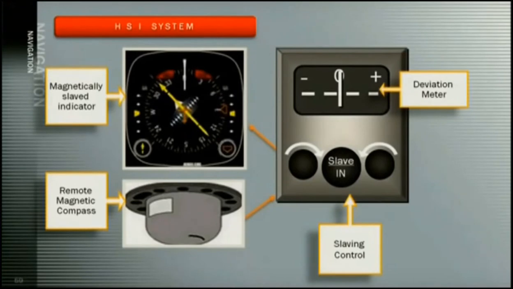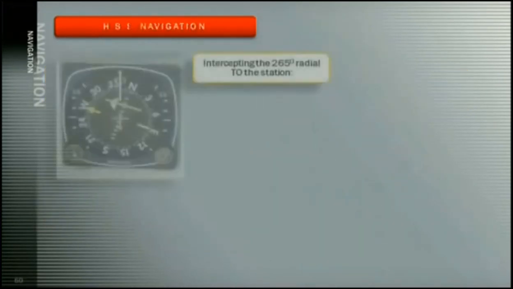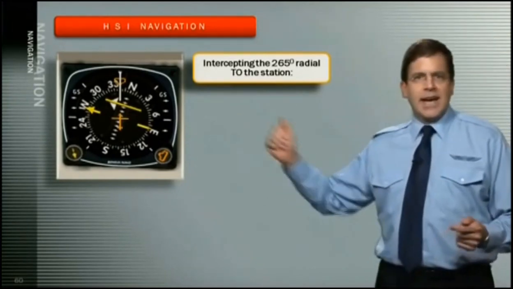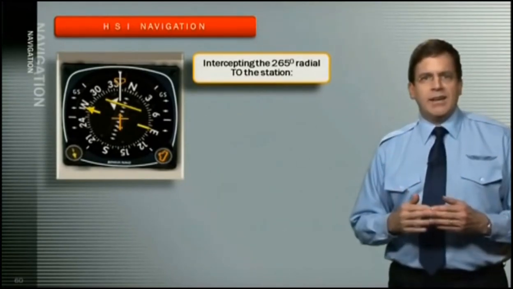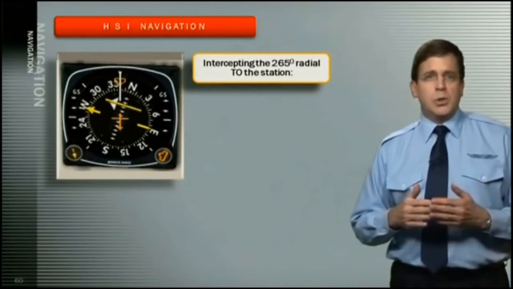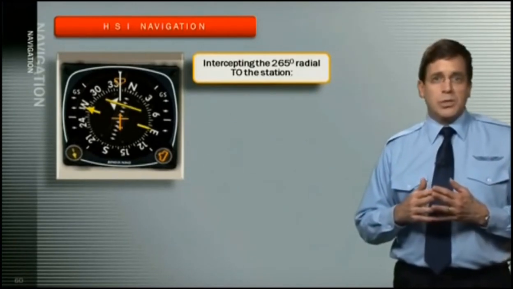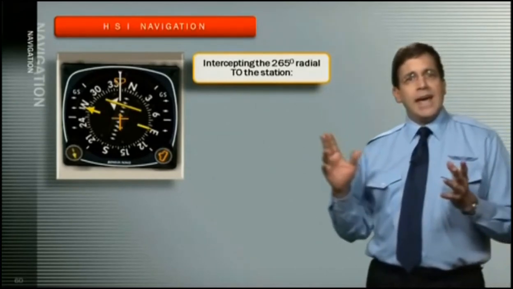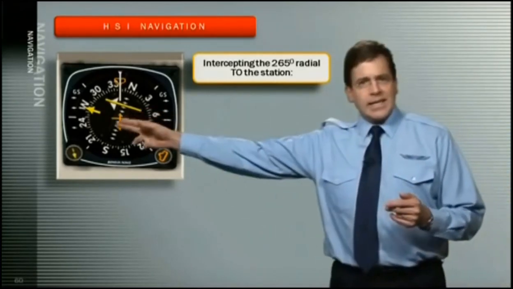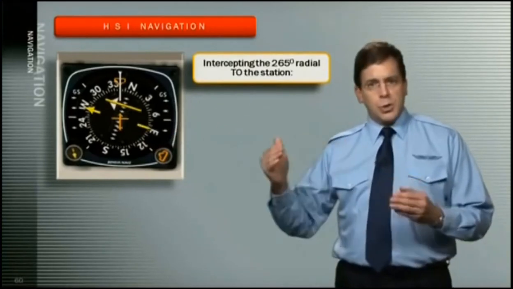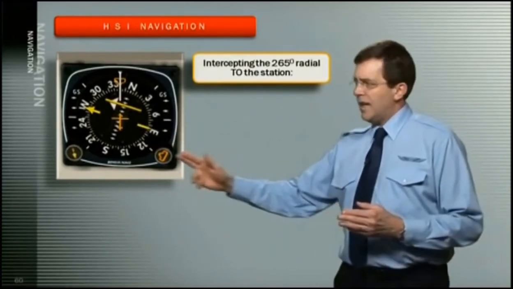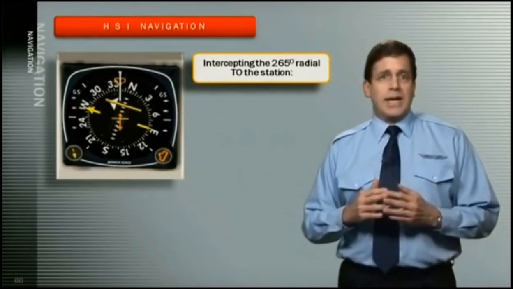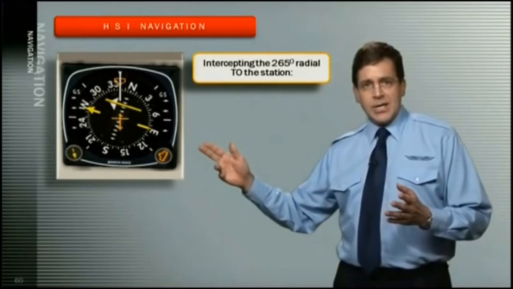Now let's use the HSI in flight to capture the 265-degree radial, for example. The top of the HSI compass rose shows our heading. After we've identified and tuned in the VOR station we want to use, we adjust the course deviation indicator until the head of the needle points to the selected course that we want to track to the station. The tail of the needle points to the reciprocal. This is the same as the radial as it radiates from the station.